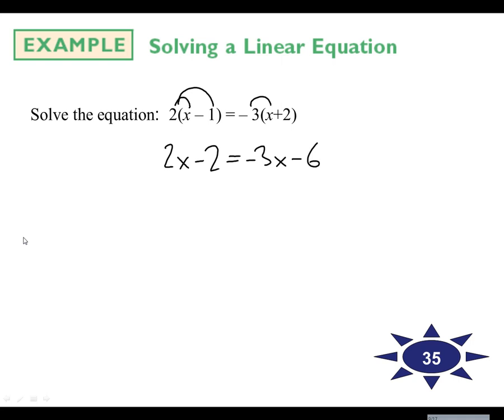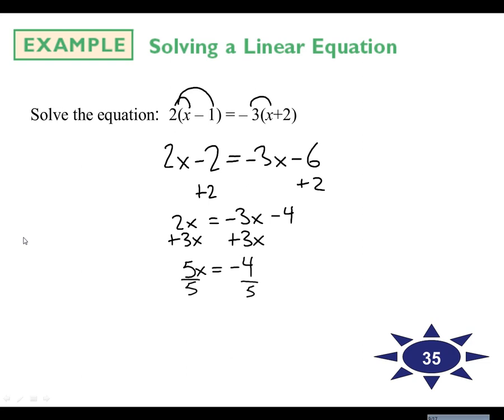Now we can always do the same thing to both sides, so let's get rid of our 2 first. So we'll have 2x equals negative 3x minus 4. Let's get rid of our 3x, the negative 3x, by adding 3x. And so we'll get 5x equal to negative 4. And then we'll divide both sides by 5 and say x equals negative 4/5.